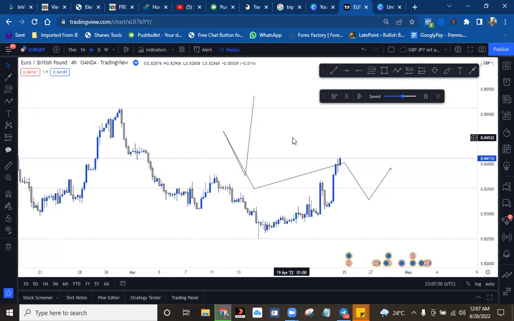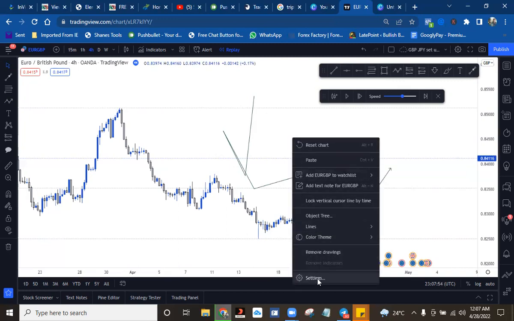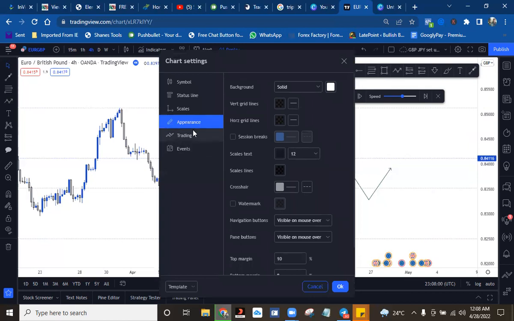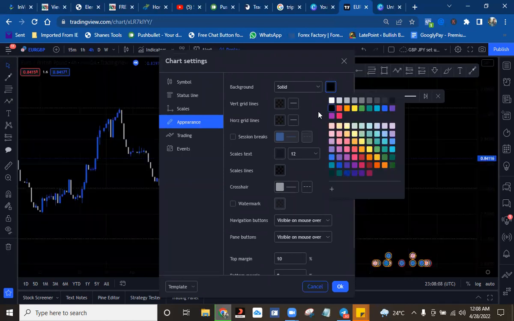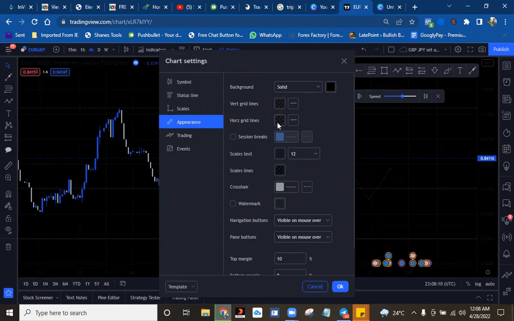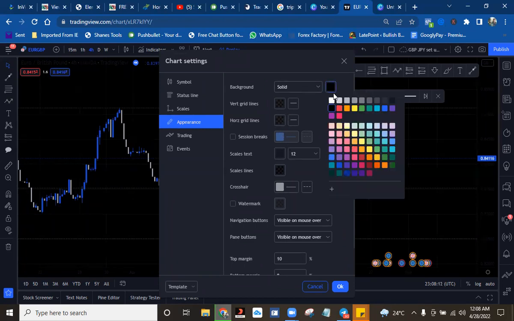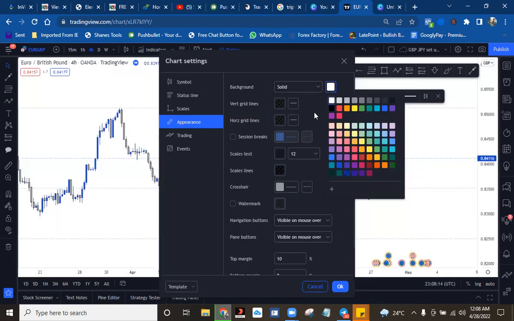You either right click and go to settings here, or you click on settings here. Anywhere. So let's click here. For your appearance, you want to have a white background. Me, I have a white background. If I change it to black, it's going to be a black background. I just love a white background, so I'll leave it like that.